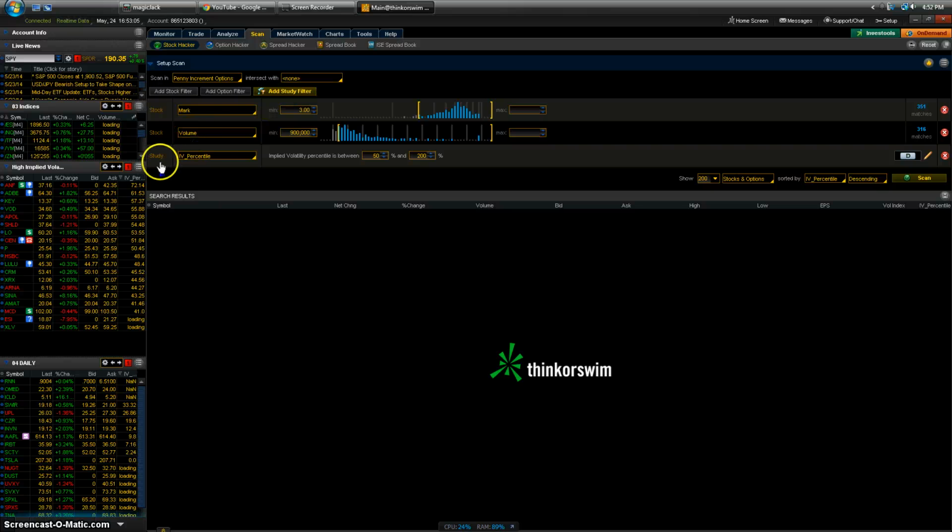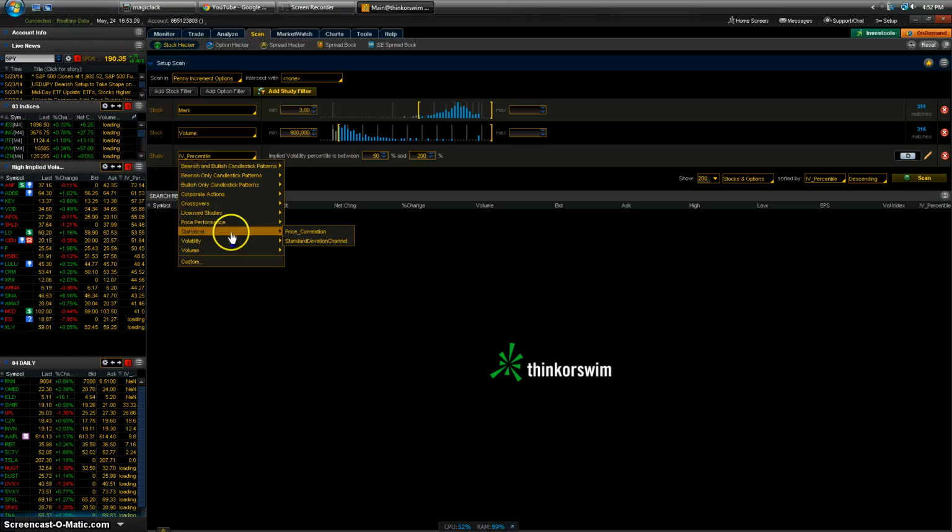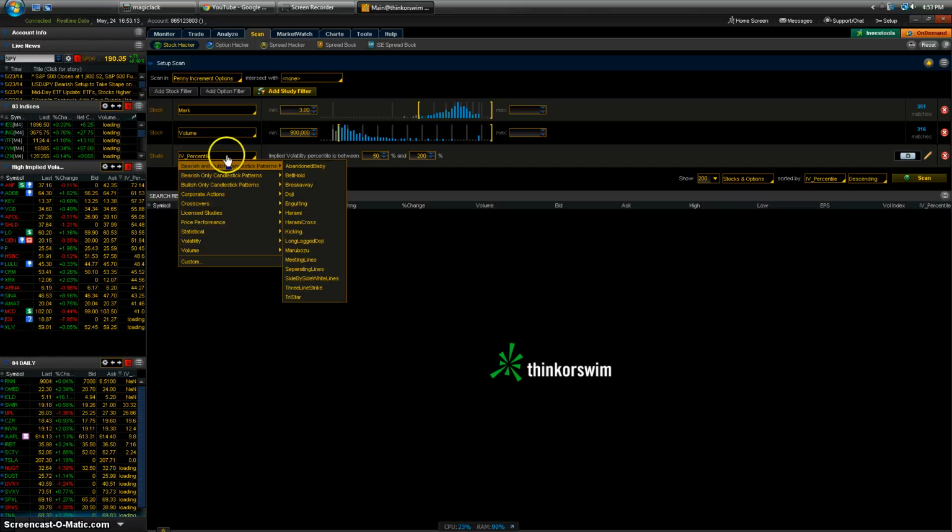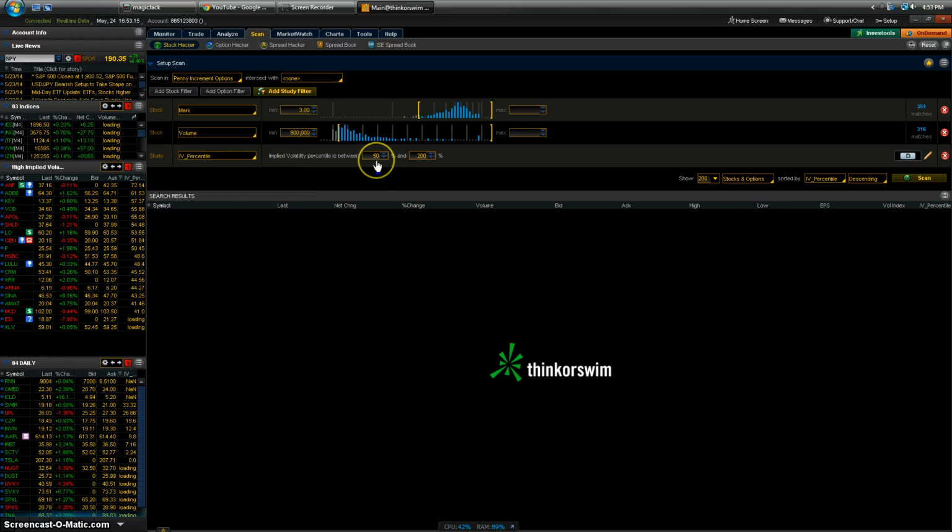You click this and a line will pop up. Click on this, and you're going to go down to volatility, and look for the IV percentile, and click on that, and it'll pop up here, and you can select between 50 and 200, and then you hit scan, and then you can also save it as a watch list. So that's one way to do it as well.